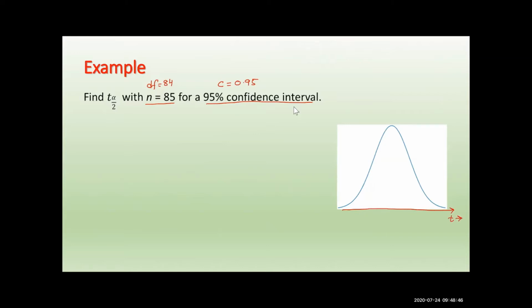Along the x-axis, in this case, you will have the T values. This is your T distribution with n equal to 85, so 85 minus 1 is 84, with 84 degrees of freedom. DF is degrees of freedom. Now you have a 95% confidence interval, so in the middle, you have the 95% area. So this is your 95%, 0.95.